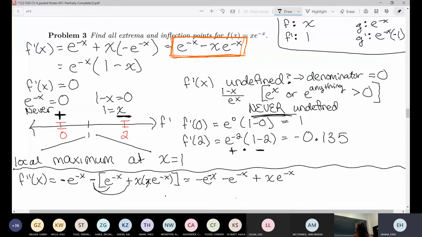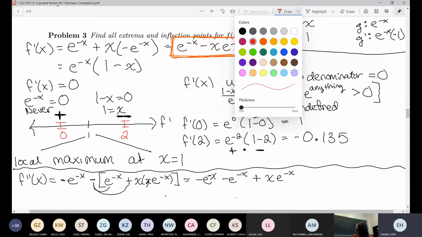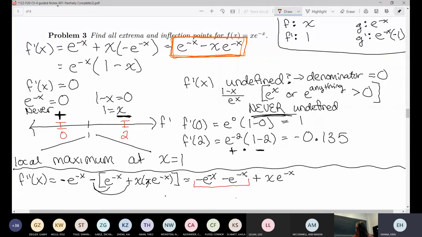Hopefully that made sense. And then one more thing to simplify this: notice that we have negative e to the negative x and then minus e to the negative x. So that'll give us negative 2 e to the negative x plus x e to the negative x. And then just like last time, they both have an e to the negative x in them, so I'm going to factor that out. So the derivative I'm actually going to want to work with is e to the negative x times (negative 2 plus x).